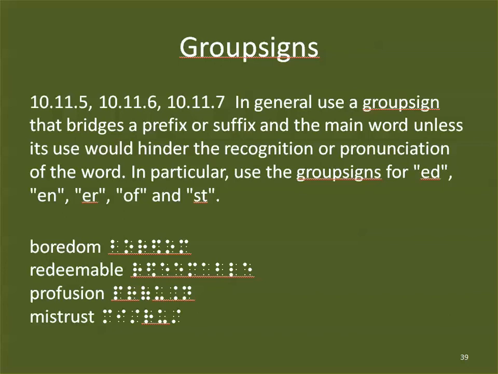Boredom, we might have already talked about that actually. We are using the ED contraction because that's a suffix. So it's not an unhyphenated compound word, it's a suffix. Redeemable, notice we're not using the BLE contraction, it doesn't exist anymore, but we are using the ED there because it's a prefix. Profusion, we'll be seeing that OF contraction much more frequently than we did before. And mistrust, that is a prefix MIS connected to the word trust, and so we can use the ST contraction in that case.